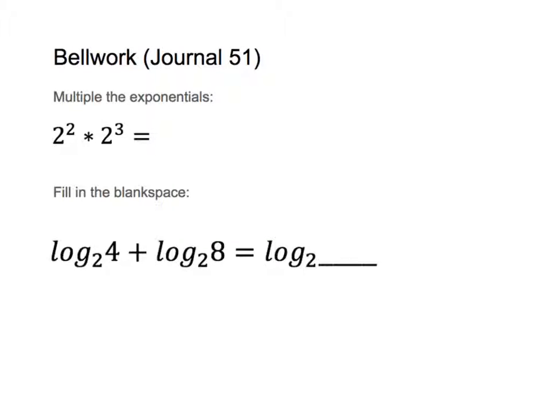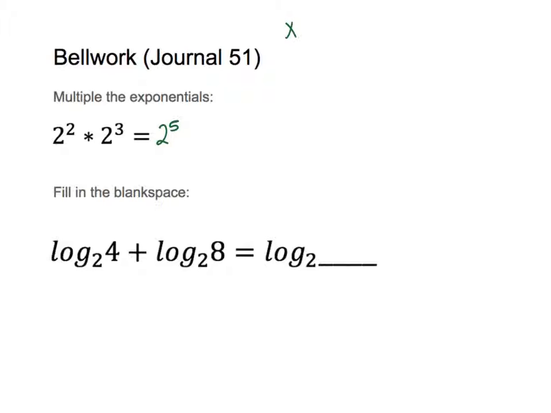Okay, so we're going to start with our bell work like always. So the first part of this problem should be pretty easy, right? Because all it says is multiply the exponentials. So if I have two things that have the same base, they're both 2's here, if I multiply them, then I add the exponents. So this is going to be 2 to the 5th power, right?